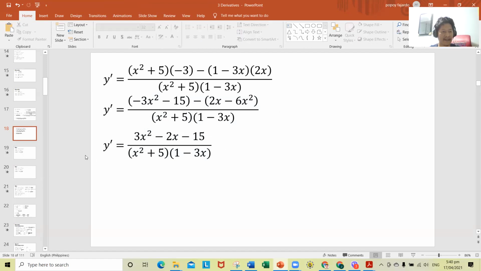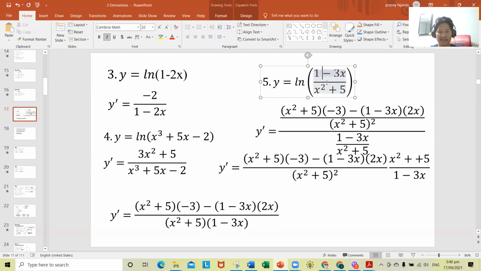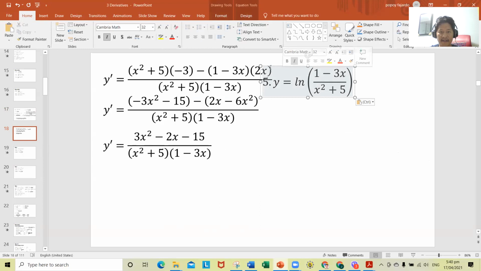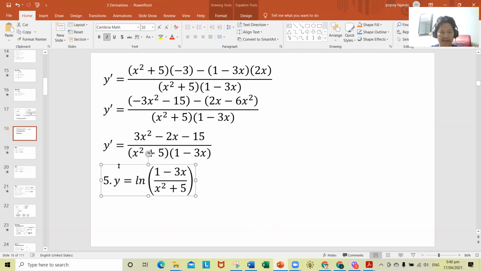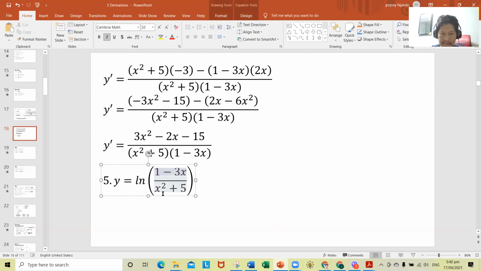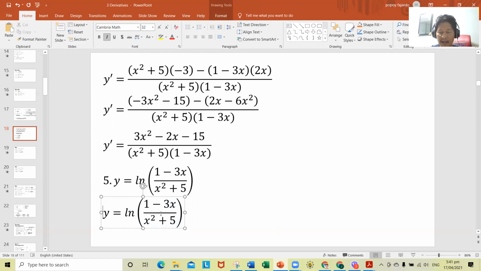So that's it. What will be the shorter one? The shorter method. I'll show you the shorter method. The shorter method, you need to have a knowledge on properties of logarithms. In properties of logarithms, if we have the logarithm of a quotient, pwede mong i-break down yung logarithm na to. Paano natin siya i-break down? Kapag may numerator sa denominator, ln of the numerator minus ln of the denominator siya. So pwede mo siyang isulat in this manner.